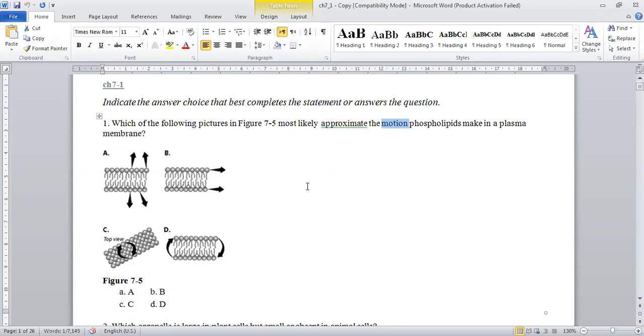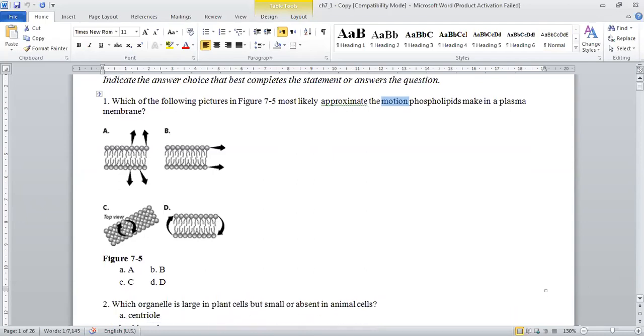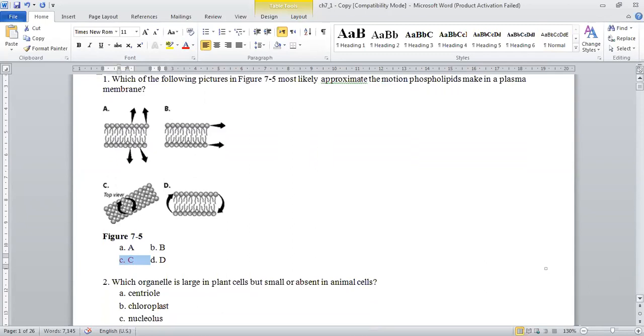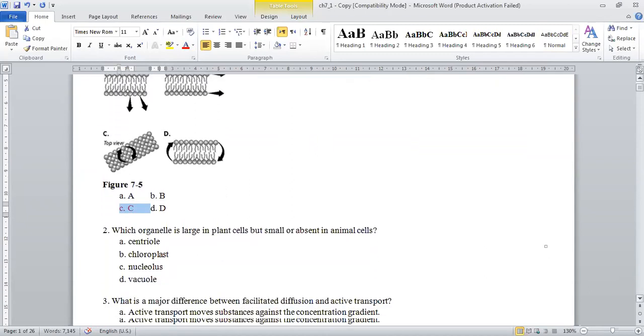Fluid mosaic model, right? Which figure indicates the fluid mosaic model? C, yes, excellent. So for question number 1, just choose C. Everyone, it is asking about the fluid mosaic model. Okay, question number 2.